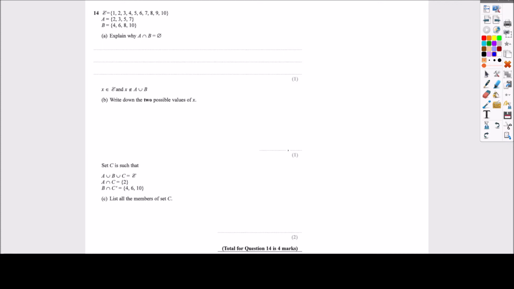Question 14. Explain why A intersection B is 0. So explain why there is nothing that is in both A and B. Well, we can see that A is 2, 3, 5, 7, B is 4, 6, 8, 10. There's nothing that's in both. So the reason why that is there are no members in both sets A and B.